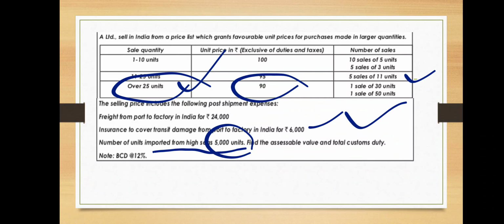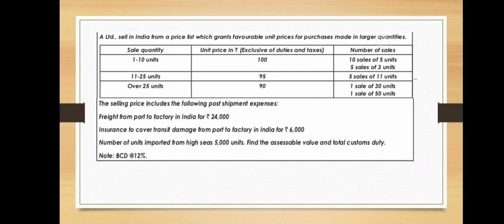So the number of units imported from the high seas doesn't come under the calculation of assessable value, so we can ignore this. We only need to take the sales value, freight charges, and insurance. By calculating the sales value we will get the value, and then what prices we need to take, let us discuss in the solution itself.